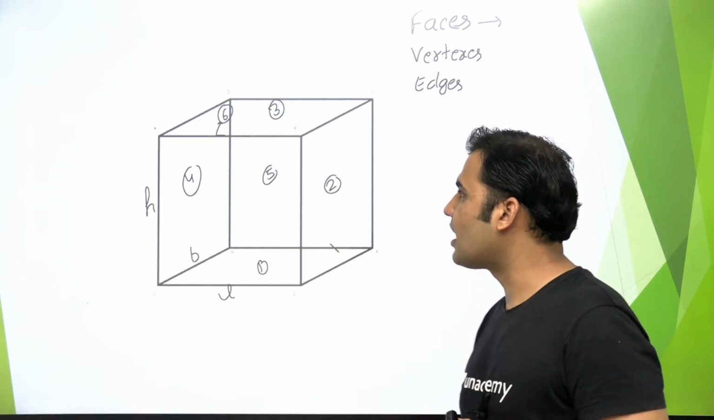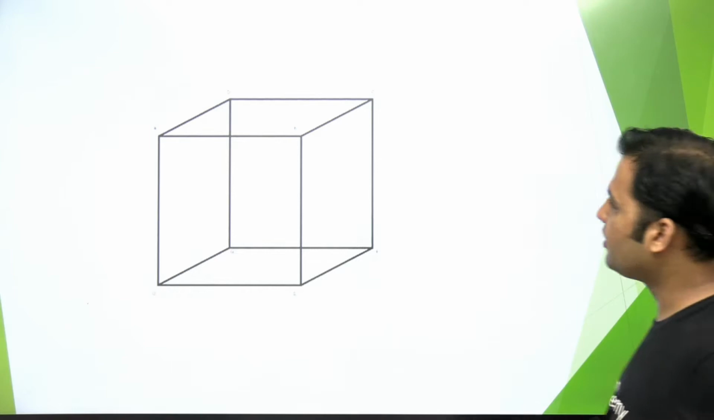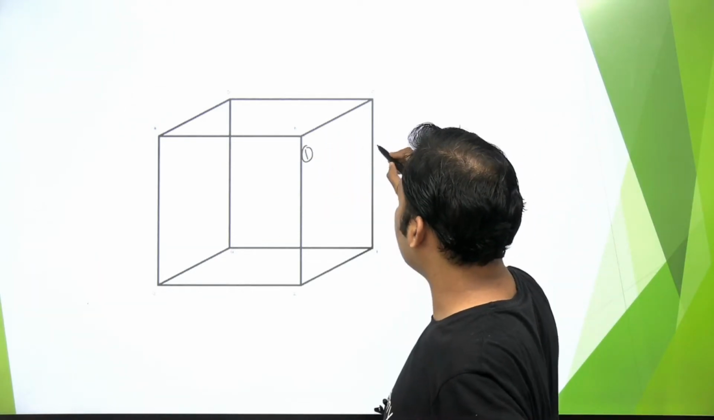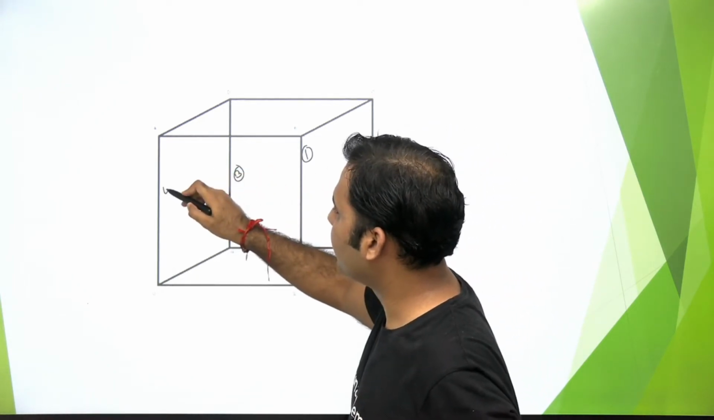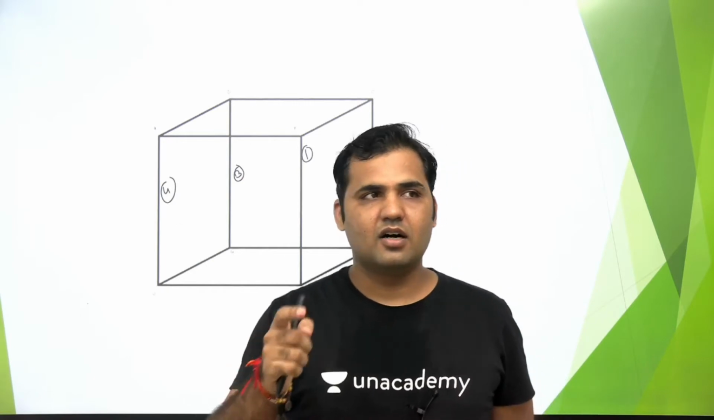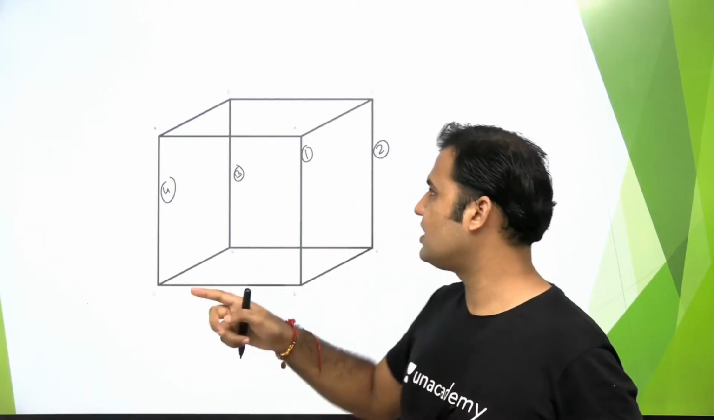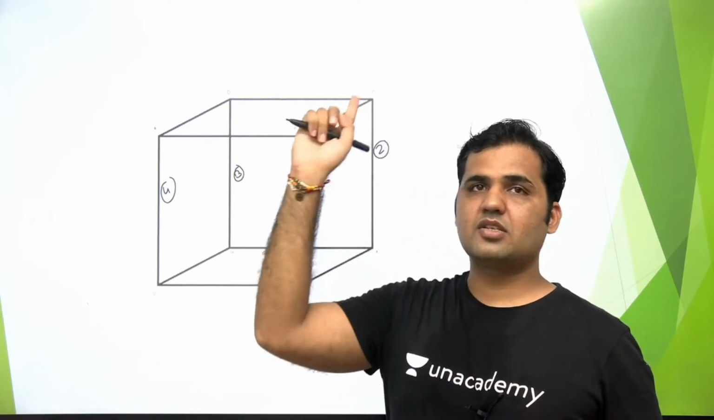If you talk about the number of edges in a cube, you see that this is edge number 1, this is edge number 2, this is edge number 3, this is edge number 4. Look at, guys, on all 4 sides of the wall you have 4 vertical lines. So these are the 4 edges, and similarly, there are 4 edges on the roof also.